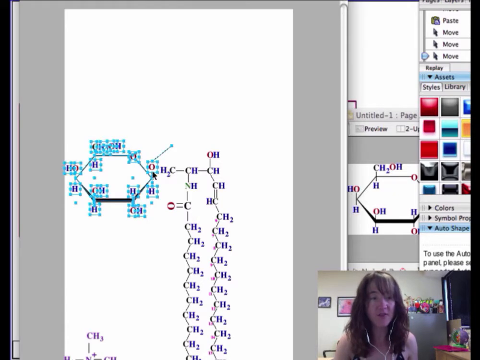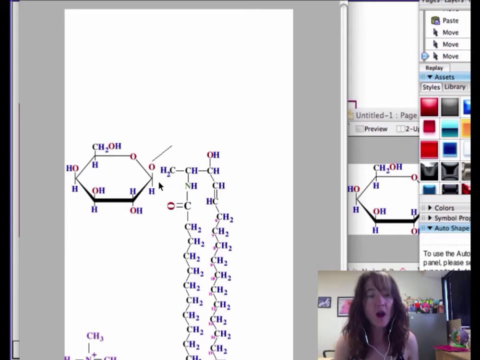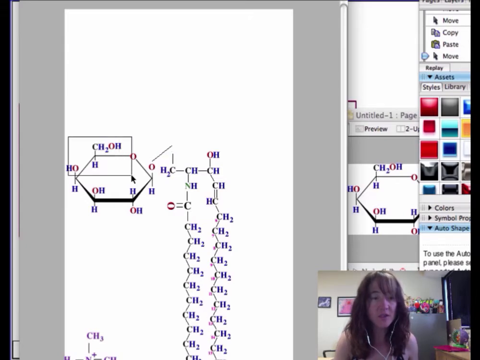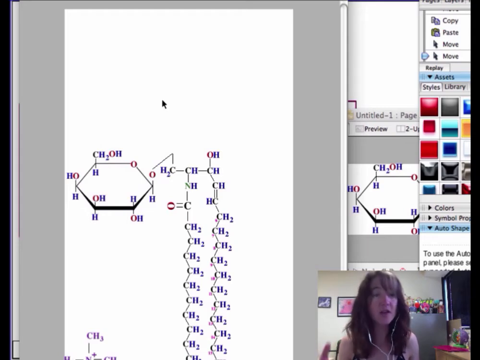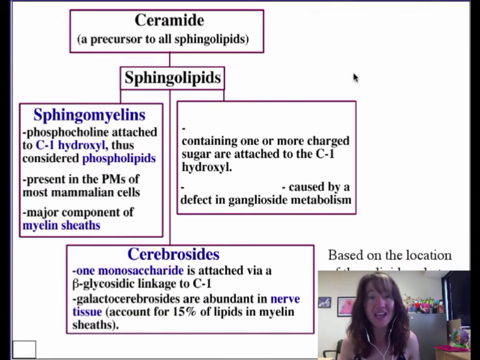Remember that the hydroxyl is above the plane of the ring here on this galactose. We can recognize this as being galactose because of that stereochemistry at carbon 4. So now we basically see here that the bond from carbon 1 to the galactose is what will typify a cerebroside. This is a particular cerebroside, galactocerebroside. So again, it's a different polar head group that we see on a cerebroside than what we saw on the sphingomyelins. Nonetheless, both are very important components of myelin sheaths.